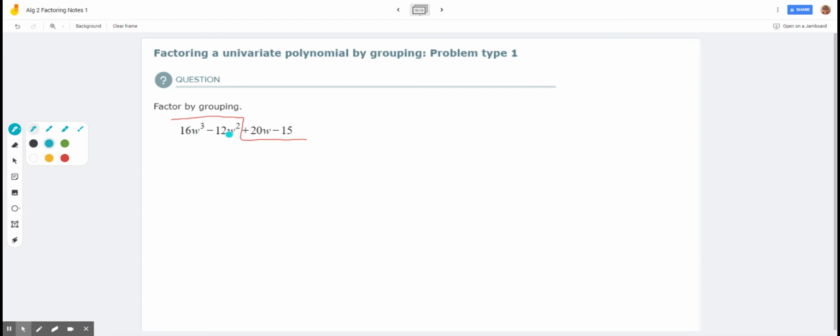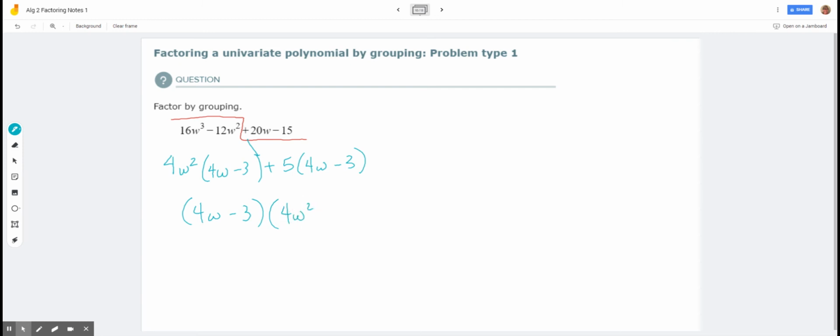Okay, what's in common between 12 and 16? The greatest common factor would be 4. What's in common between W cubed and W squared? W squared. Okay, parentheses, divide those by 4W squared, and you're going to get 4W minus 3, plus, bring down that plus. What's in common between 20W and 15? 5. And then 4W minus 3, dividing it by 5. And then look, they match. 4W minus 3 times 4W squared plus 5. All right, and that's your answer.